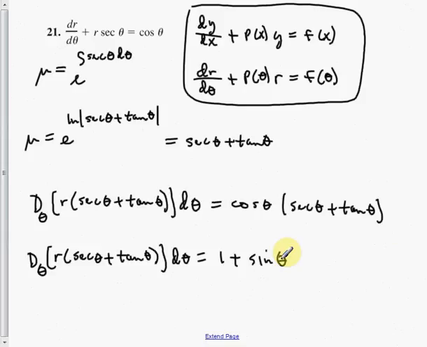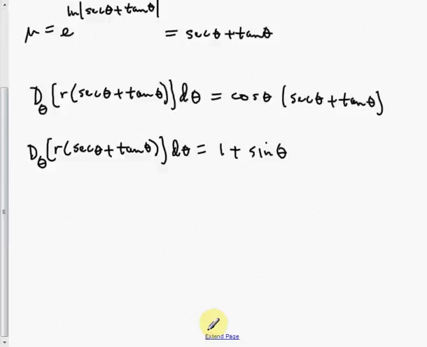Again, cosine times secant. Well, secant is 1 over cosine. So cosine times secant is just 1, right? And tangent is sine divided by cosine. So cosine times sine divided by cosine is just sine. Right? So now we do.